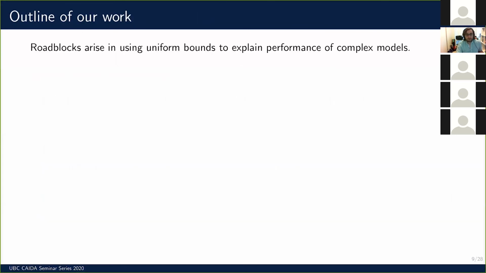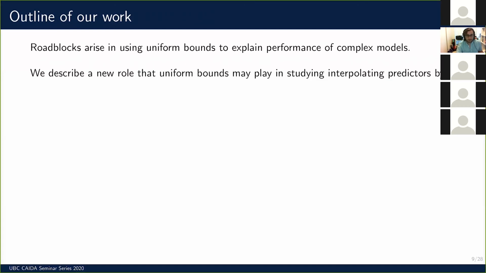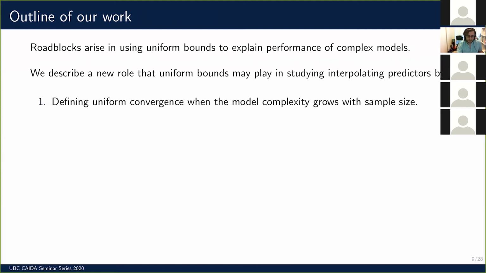So again, roadblocks are arising in using uniform convergence to explain the performance of our complex models. And so we're describing a new role that uniform bounds may play. And so the way we're going to proceed and how we're going to get meaningful results is first we have to actually say what we mean when we say that uniform convergence fails.